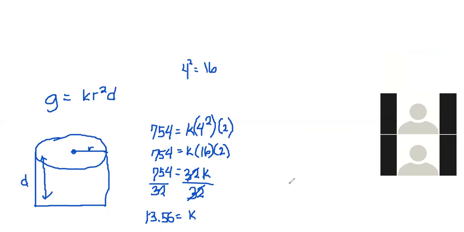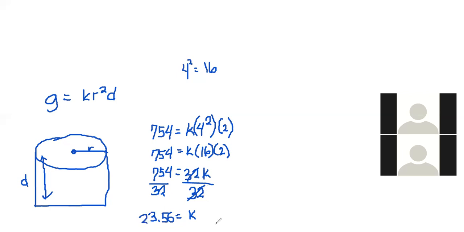Wait. May wagang calculator. 754 divided by 13.56. Bakit iba sa akin? Mali pala. 32 pala dapat. Sorry. 32. 23 nga. 23.56. Baka mali lang pagkakatinig ko. Sorry. So, 23.